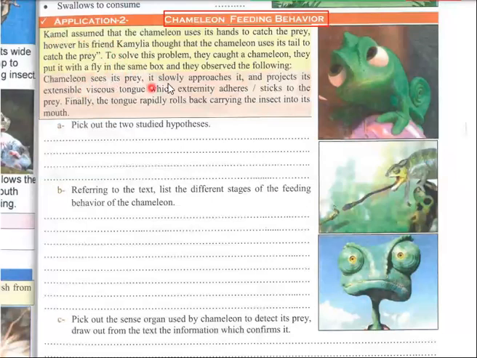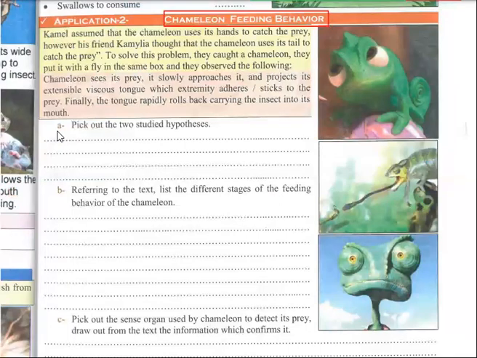So in order to solve this problem, they caught a chameleon and put it with a fly, with an insect, in the same box, and they observed the following. The chameleon sees the prey, it slowly approaches it, and projects its extensible viscous tongue, the extremity of which sticks to the fly. Finally, the tongue rolls back, carrying the insect into its mouth.